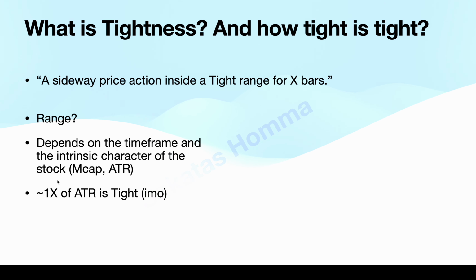So in general, to objectify how tight is tight, what one can use is the ATR of the stock. So let's say if the tightness is almost around or less than 1x ATR, okay? ATR, again, like I said, stands for average true range, and I'll show you all of this in a moment. Now, if it is around 1x ATR, that is really tight in my opinion. And it's not just my opinion, many people believe 1x ATR is really tight. And I'll show you in a couple of slides later.